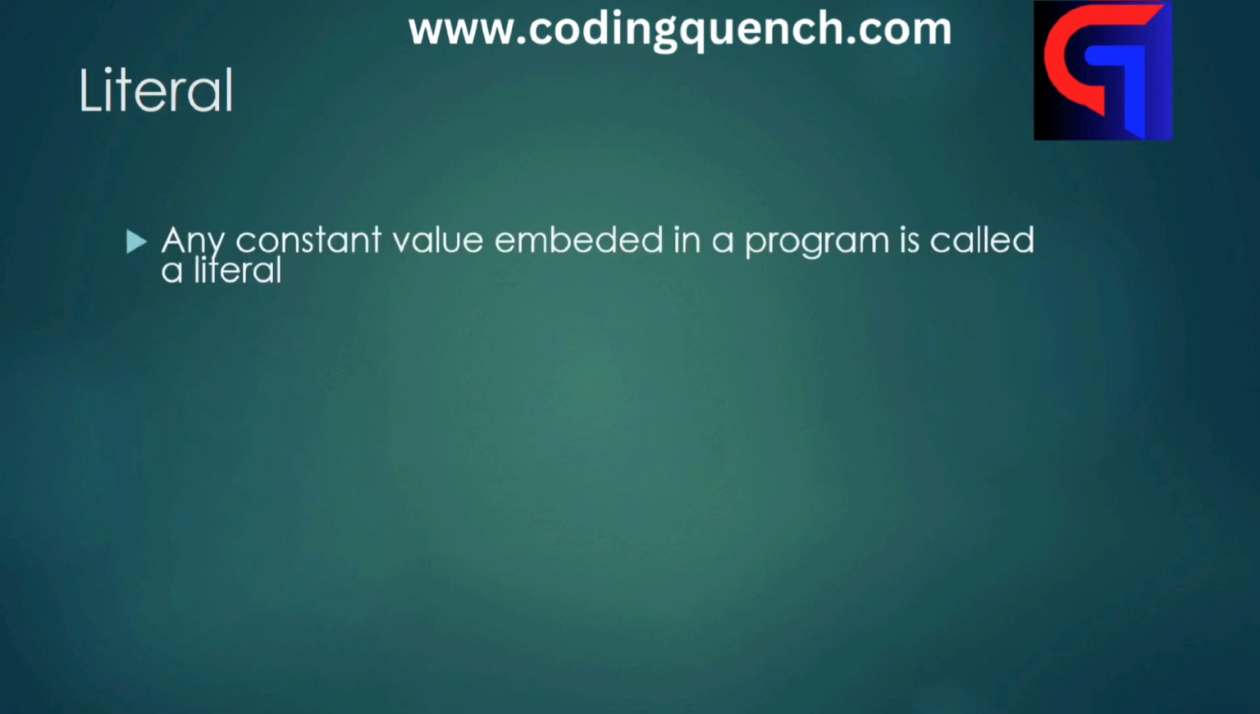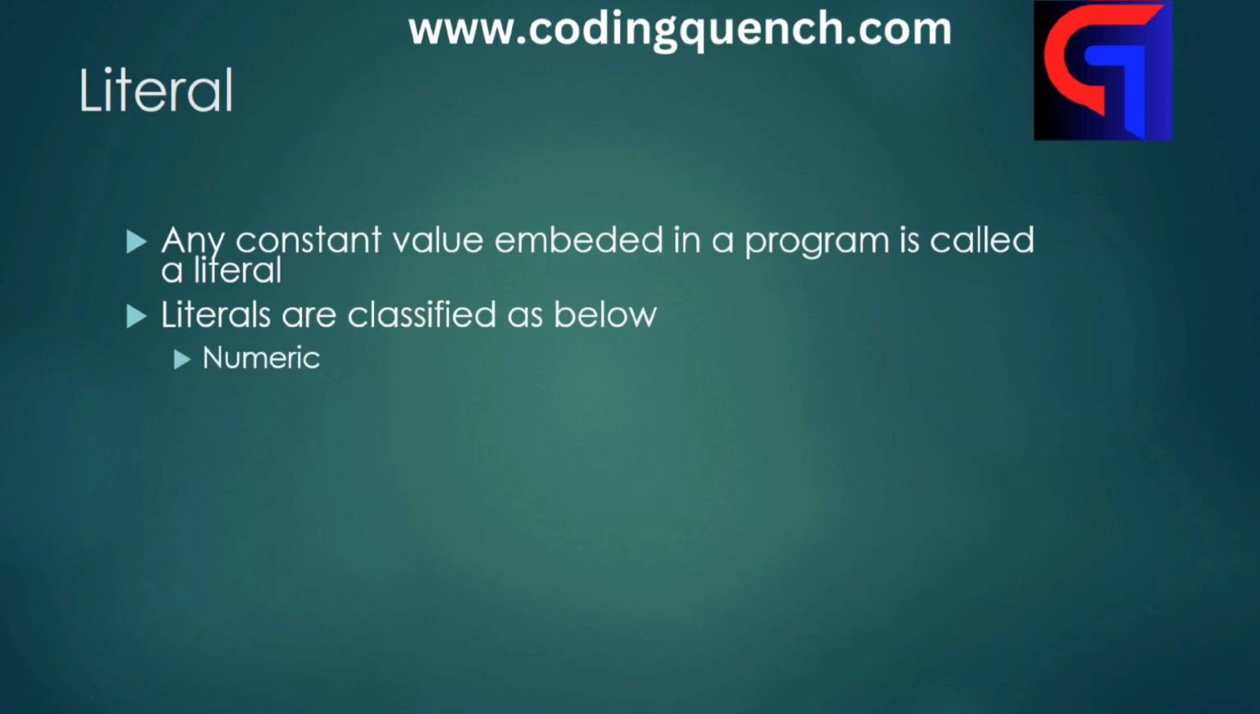Next, literals. Any constant value embedded in a program is called a literal. Constant means 10, 20, village, any word, and constants are called literals. Right. We'll see some more emphasis on this. The literals are classified as below. We'll have numeric and non-numeric. First we'll take numeric literals. In numeric literals, we have something called integer. Integer means nothing but positive numbers and negative numbers without any fractions. That's what we call an integer.